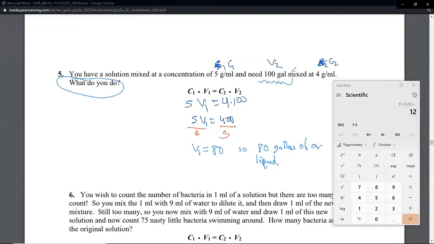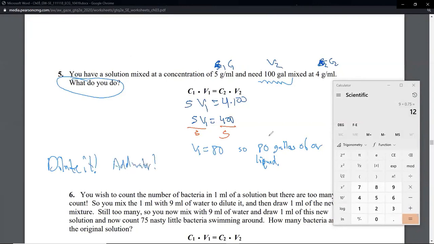But the problem is the customer says, don't give me 80 gallons mixed at 5 grams per milliliter. I want 100 at 4 grams per milliliter. So what do you do? You need to dilute the liquid that you're giving them. You give them 80 gallons of what you have in stock, but since they want 100 gallons and want it to be weaker, you just add water.